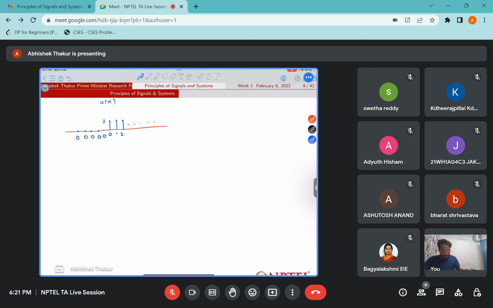Okay. So, u[n] is equal to 1 for n greater than or equal to 0, and n is also an integer, and it will become 0 for n less than 0. Okay, and n is an integer value.